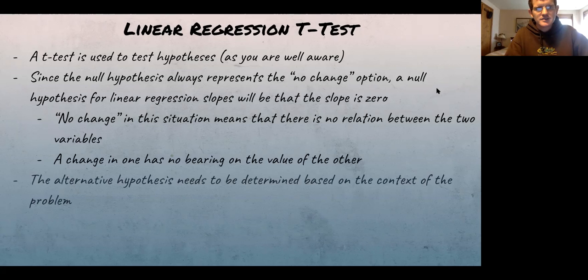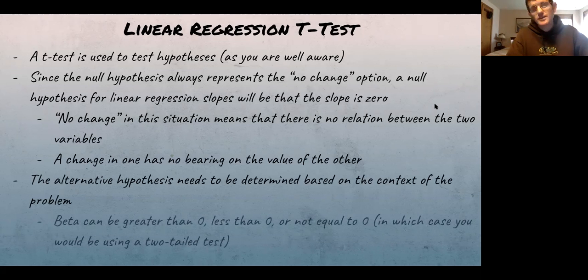Alternative hypothesis is based on the context of the problem. Now, when it was chi-square, our alternative was basically like, well, it's not the null. If the null said it follows this distribution, our alternative is that it doesn't follow, these two distributions don't match, something like that.